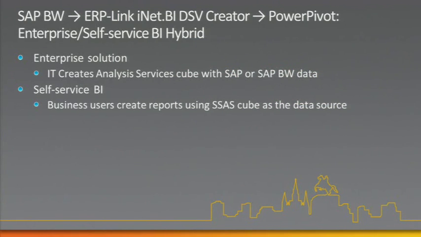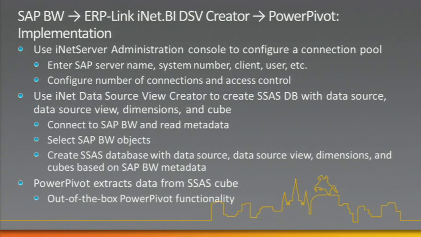IT is going to be creating these analysis services cubes, and then business users consume the data from those cubes. In terms of the implementation, there's an administration console where you basically enter your SAP connectivity information. You can also configure how many connections are going to be used, and you can have some access control on that. Then you use the iNet Data Source View Creator to create your cube. And then finally, the users select data from that cube.